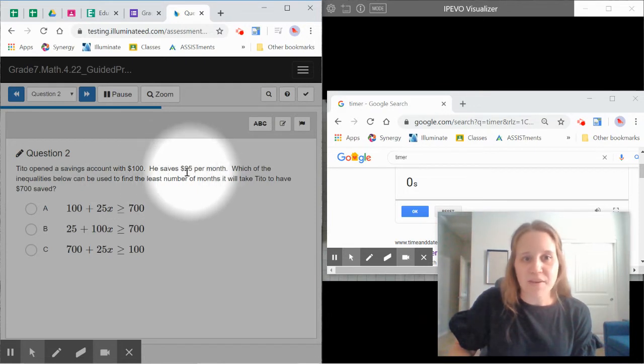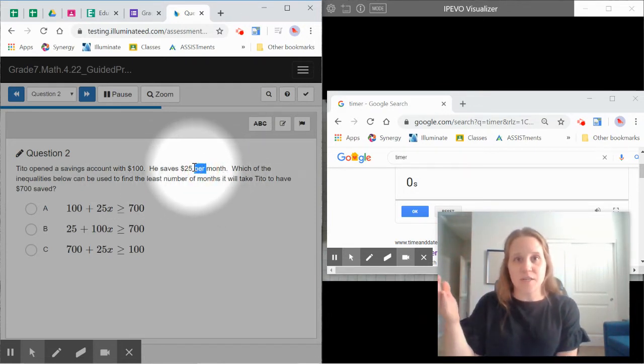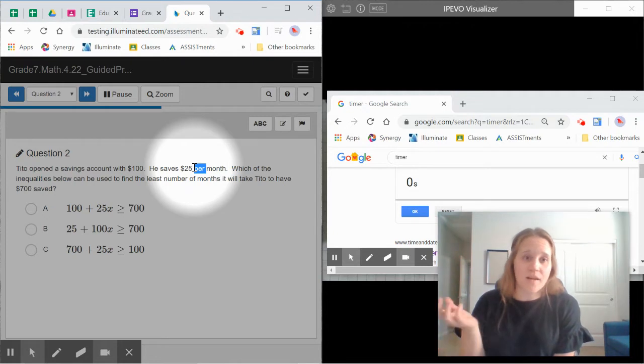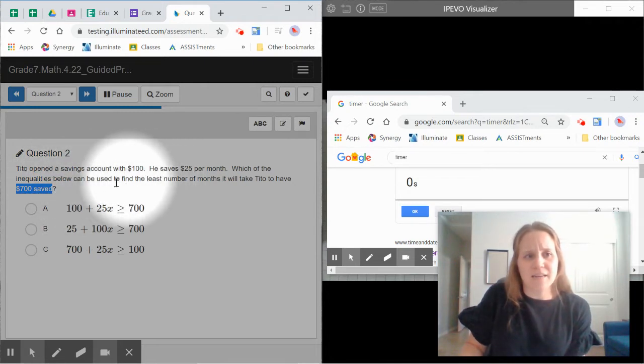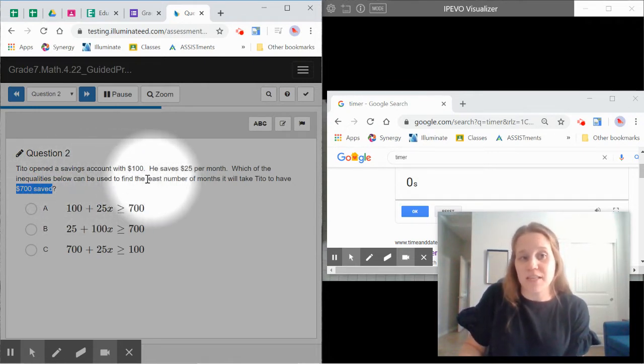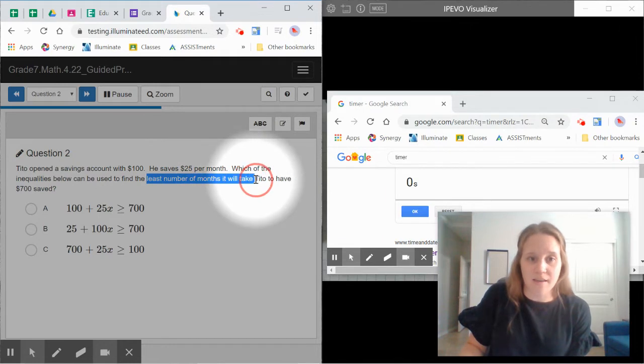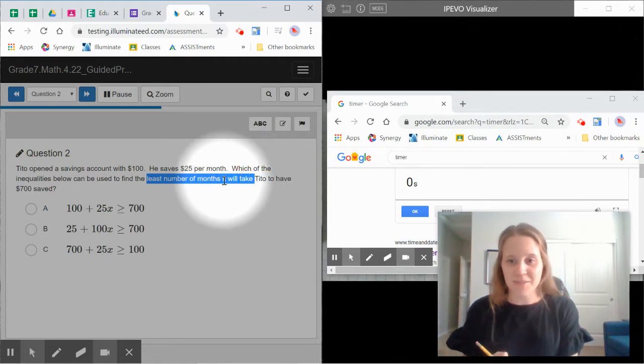He saves $25 per month. That word "per" is the word that means the variable term, right? $25 times however many months he's saving for. We don't know how many months he's saving for. We do find out that he wants to have $700 saved. So this question said, which of the inequalities below can be used to find the least number of months it will take Tito to have $700 saved?